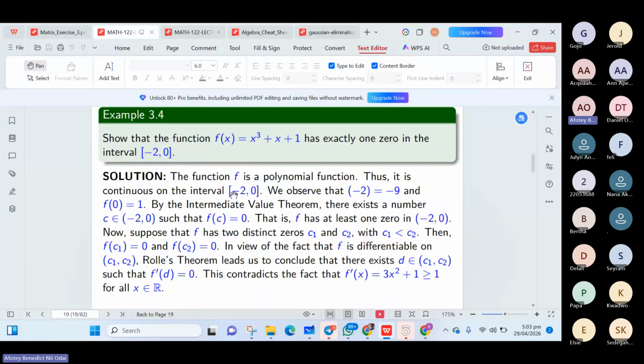So when you put in negative 2 into this function, what do you get? You get negative 8 plus 2 plus 1, and that gives you negative 5. Does it give you negative 5? Let's see. Negative 8 minus 2. Let me go back to my board.